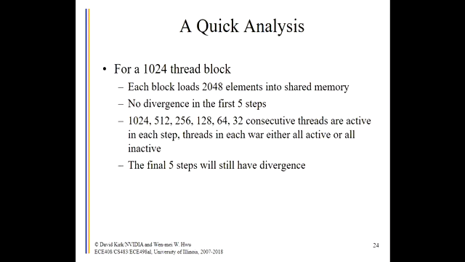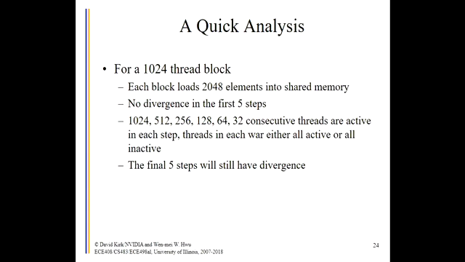So if we do a quick analysis of this piece of code, for a 1024 thread block, we can load 2048 elements into the shared memory. And as we go, there will be no divergence whatsoever in the first 5 steps, because we're just going to have fewer and fewer warps. Entire warps will be turned off. So after the first step, half of the threads will be turned off, which means that 512 threads in the upper thread index space will be turned off. And they are entire warps.